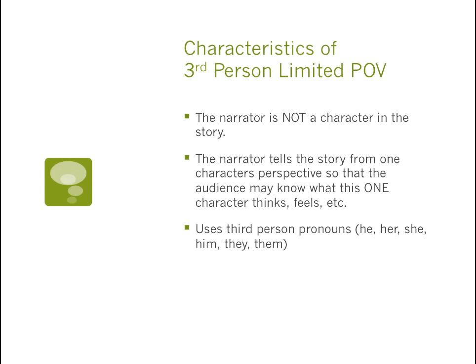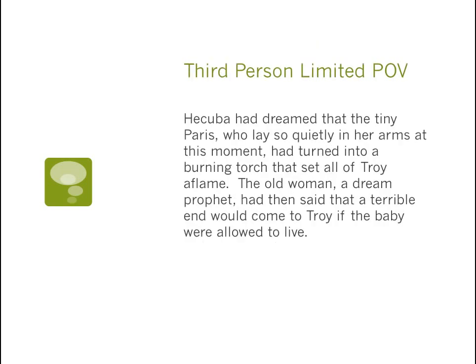We're not going to get the thoughts and the feelings of all the characters, but only one. But the narrator is not a character in the story. It's not actually happening to them. So here's an example of third-person limited point of view. This can be the most difficult point of view to identify sometimes, I think.